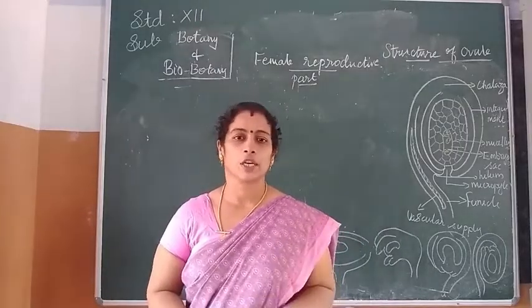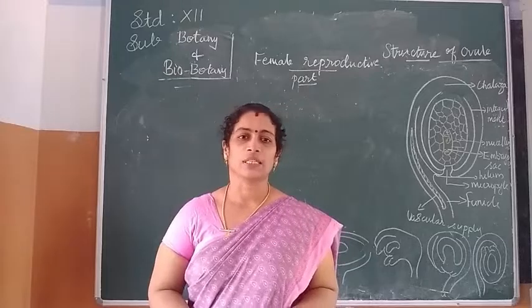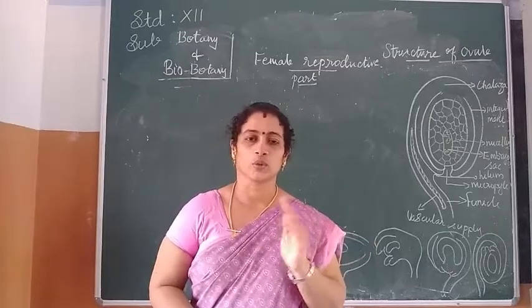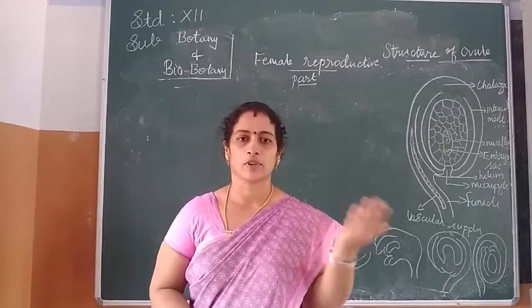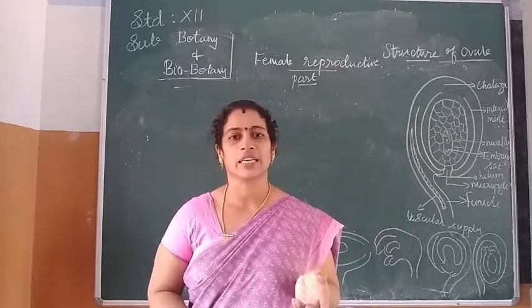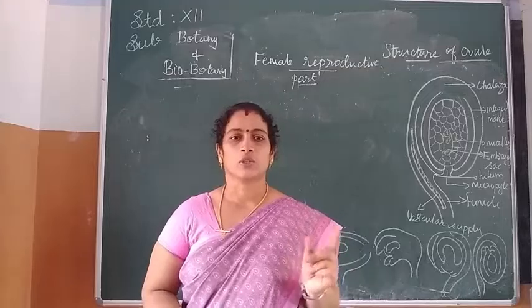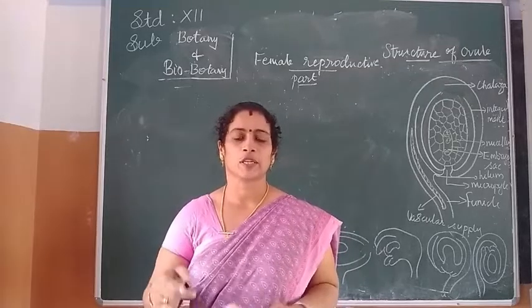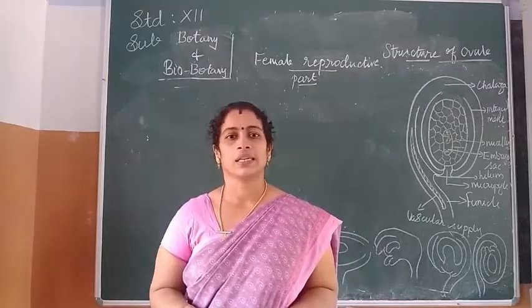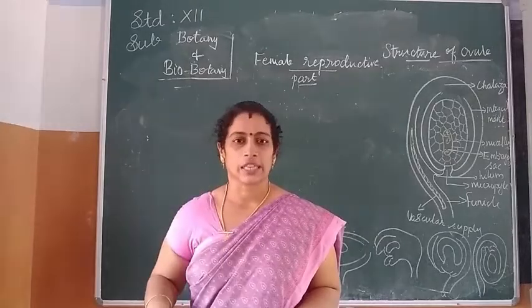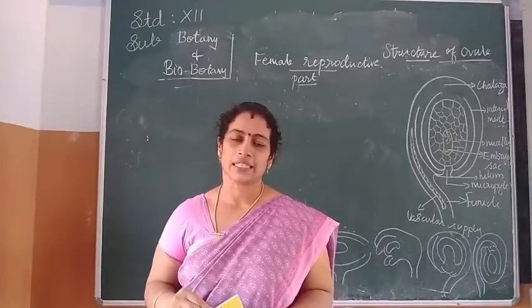So what is the female reproductive part of a flower? It is the gynoecium. Already we know the taxonomy, morphology and vegetative morphology lessons. The gynoecium is the female part of the flower. It is also known as the pistil. The pistil is divided into three parts: ovary, style and stigma.